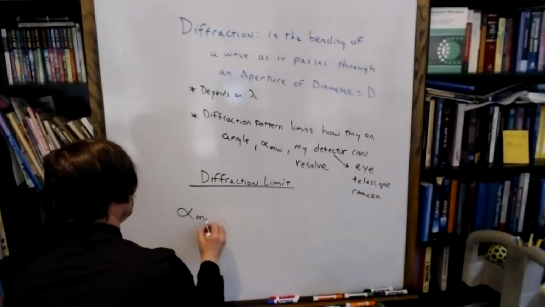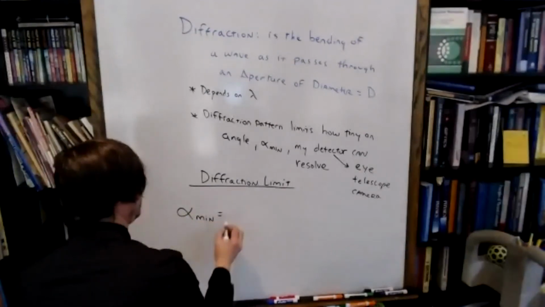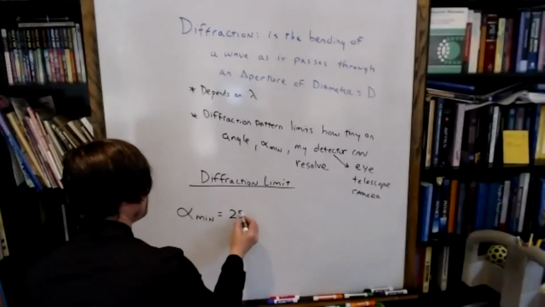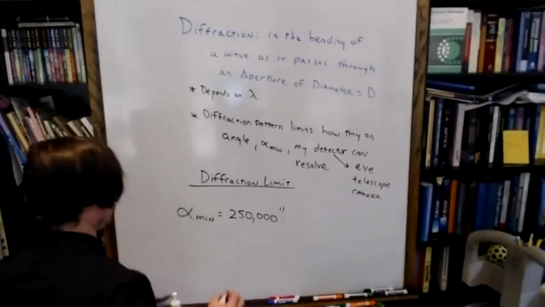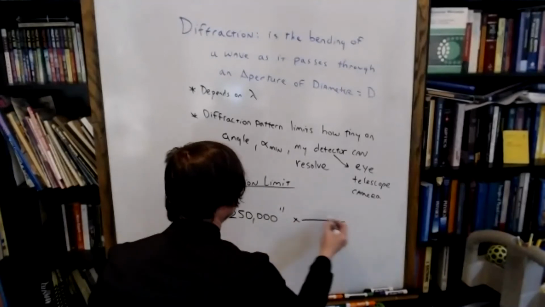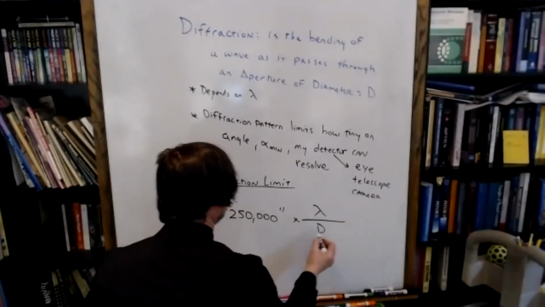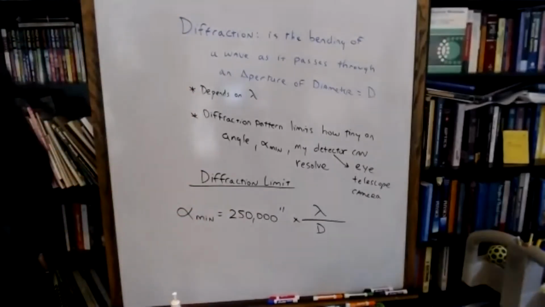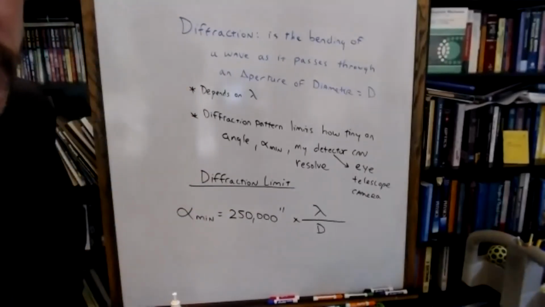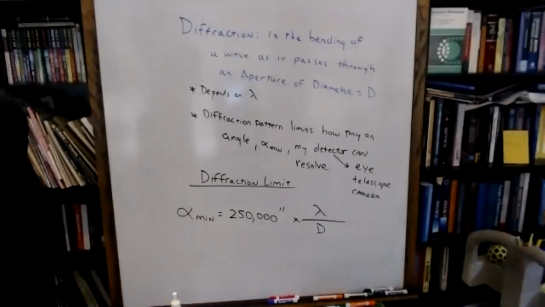Alpha min, the minimum angle of resolution, is 250,000 arc seconds times the wavelength of observation divided by the diameter d. All of that spiel that you just learned was a big setup for you to learn this formula.